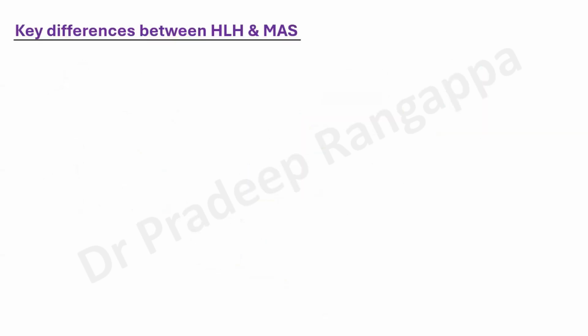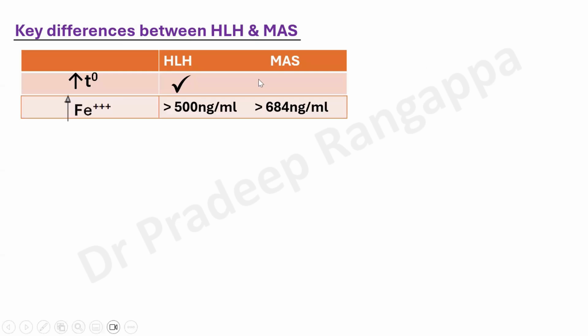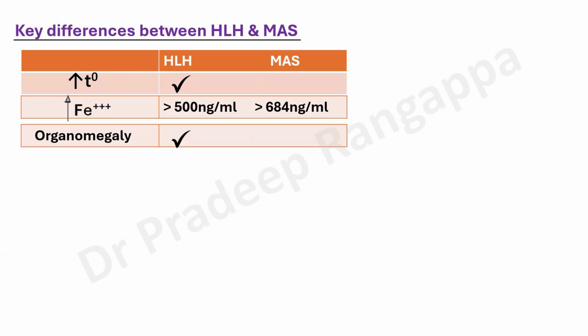So now the question is, we have been using HLH and MAS interchangeably. So are there any key differences? As I said, for all practical reasons, they're pretty much the same. There are very subtle differences. Like high temperature is present in HLH, but not necessarily in macrophage activation syndrome. Ferritin is much, much higher in macrophage activation syndrome as opposed to HLH. And organomegaly is present more in HLH, but not necessarily in MAS.